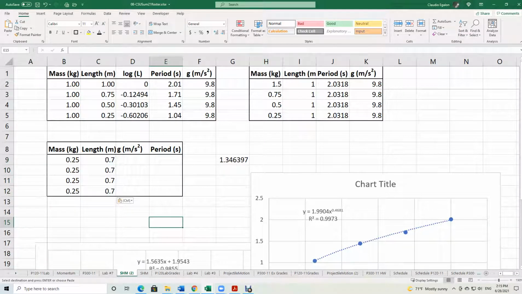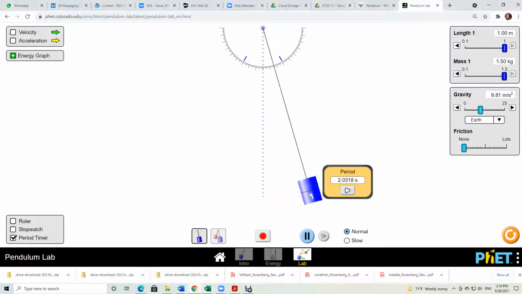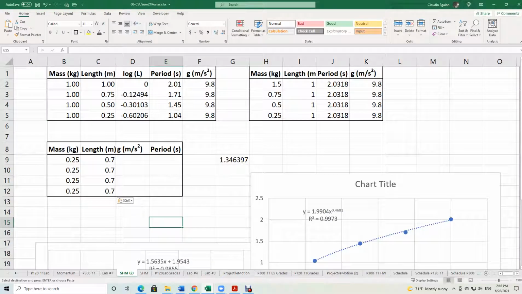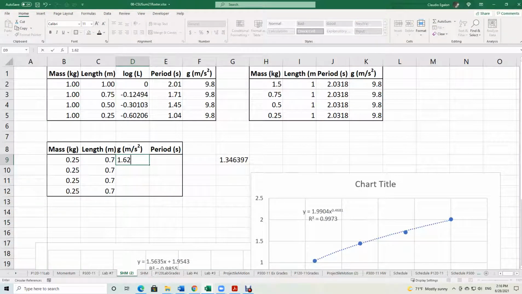Let's adjust that. Mass 0.25 kilograms and length 0.7 meters. I'm going to stop it. 0.25 kilograms, 0.7 meters, right in here. What are the options that we have here? We have, for the moon, acceleration of gravity 1.62. Let's write it down. 1.62.